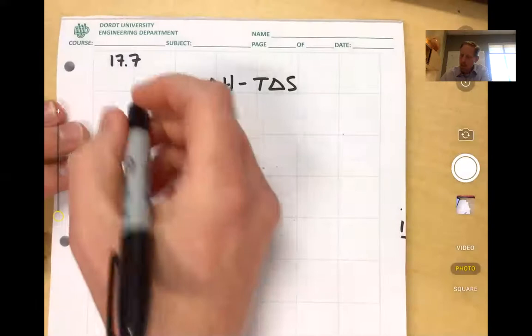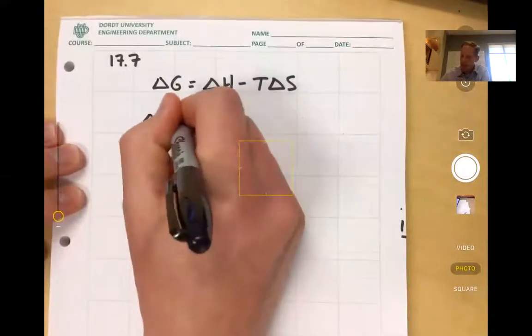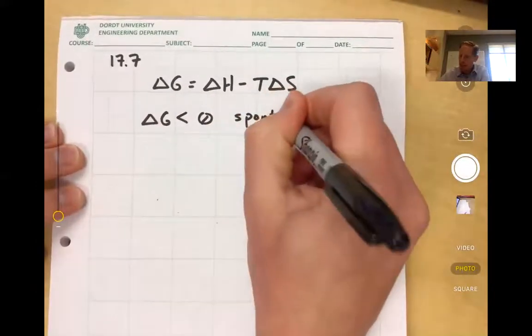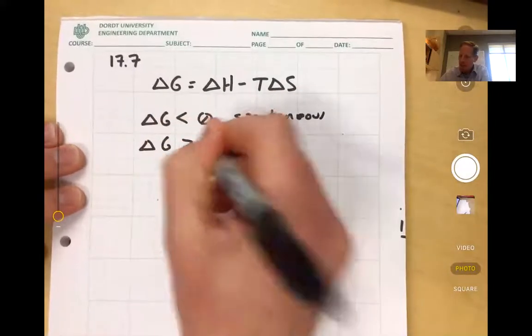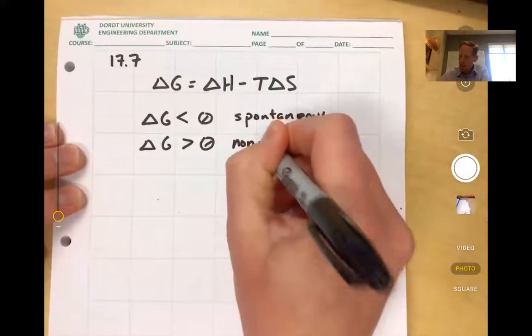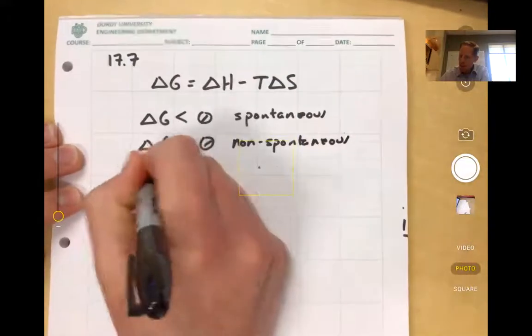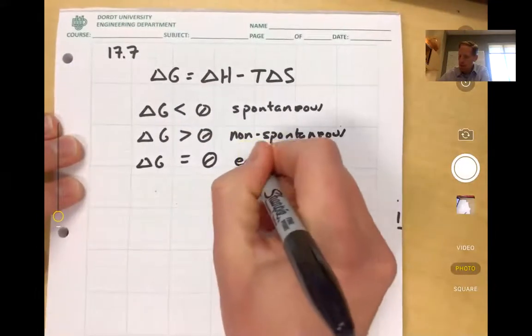And we have the following criteria for spontaneity. We see that if delta G is less than 0, we have a spontaneous reaction. If delta G is greater than 0, we have a non-spontaneous reaction. And if delta G is equal to 0, that means that we have a system that is at equilibrium.